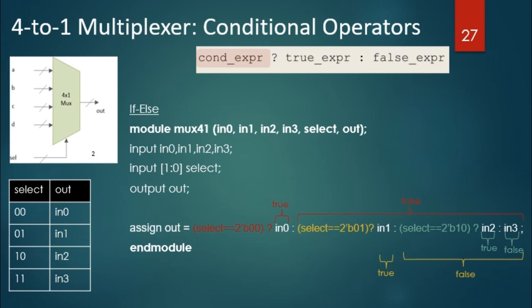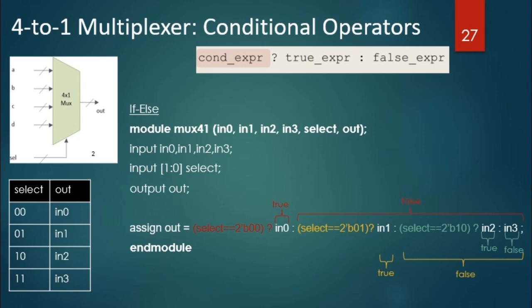A 4-to-1 mux can also be described using the conditional operator, where you put the condition expression first, followed by a question mark, followed by the true statement, colon, then the false statement. If you look at the truth table or function table of the 4-to-1 multiplexer, it's like an if-else concept. If select equal to 0, then out equal to in 0. Else, if select equal to 0, 1, then out will take in 1. Else, if select equal to 1, 0, out will take in 2. With this, you can describe it using a continuous assign statement with the conditional operator: out will be equal to the condition followed by the true statement and false statement.